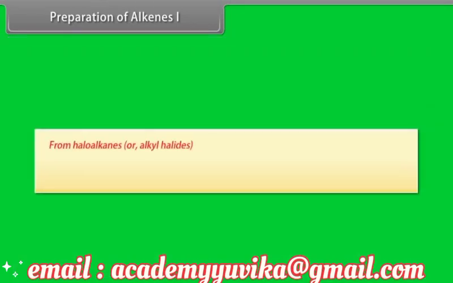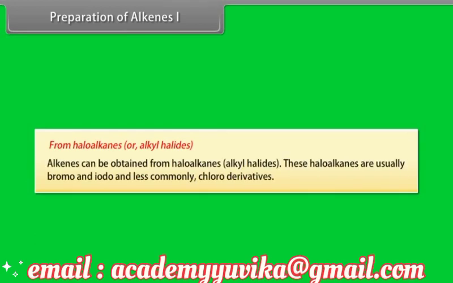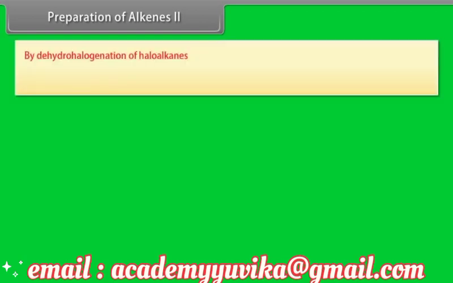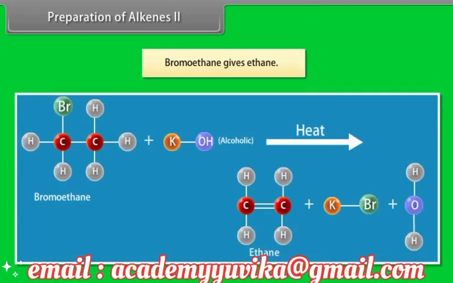From haloalkanes or alkyl halides. Alkenes can be obtained from haloalkanes. These haloalkanes are usually bromo and iodo and less commonly chloro derivatives. Preparation of alkenes, Part 2. By dehydrohalogenation of haloalkanes. Haloalkanes on heating with alcoholic potash lose one molecule of hydrogen halide to give an alkene. Bromoethane gives ethene.